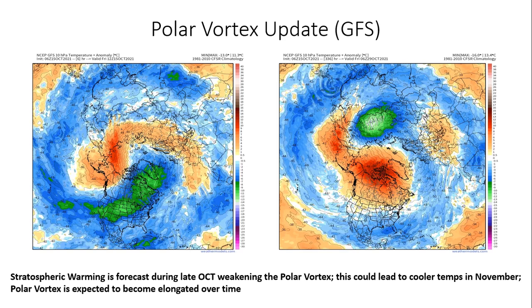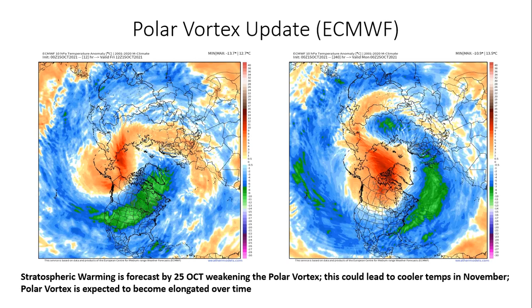Now, why is this so important? Why is this stratospheric warming so important? It's mainly due to the fact that this could lead to cooler temperatures later down the line, especially in the month of November. So we'll have to keep an eye on that in the eastern United States. Additionally, the polar vortex is expected to become more elongated over time. So this is the GFS forecast.